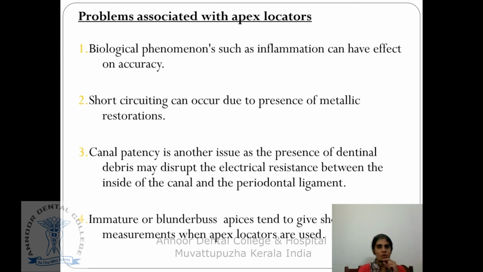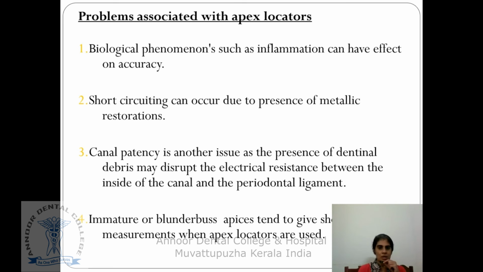Let's see what are the common problems which we come across with an apex locator. The presence of a phenomenon like inflammation will affect the accuracy of the apex locator. And when you have a metallic restoration, that is, an old amalgam restoration in the cavity, this restoration has to be completely removed. Otherwise, it can create a short circuit.